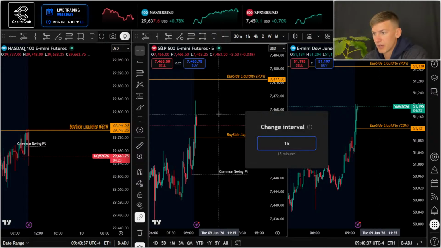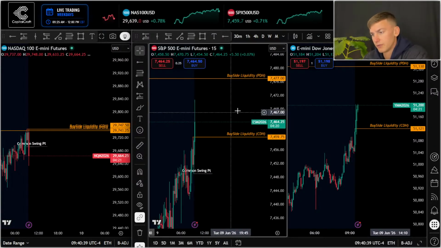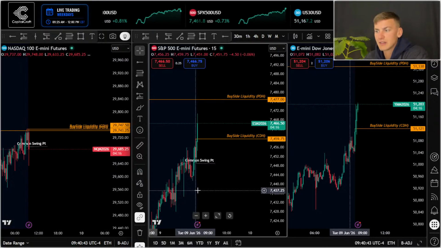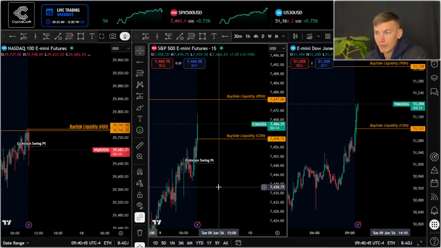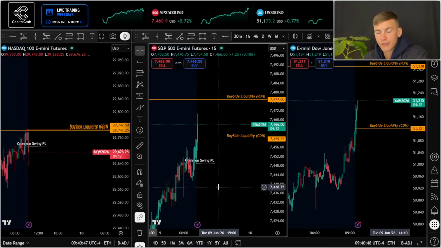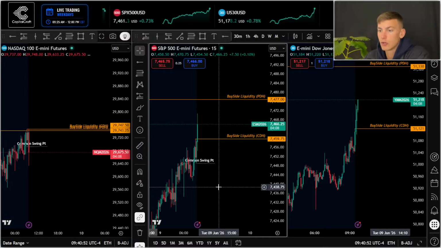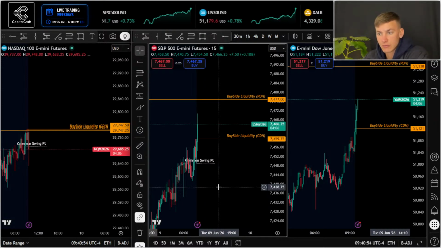Now, on the S&P 500, we also have obviously 4 minutes on all of them until the 15-minute closes, but you can clearly see that the 15-minute candle on the S&P is bullish, whereas the 15-minute on the Nasdaq is bearish. So that is a cracking correlation for me.